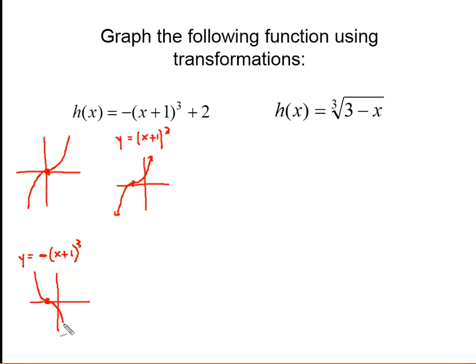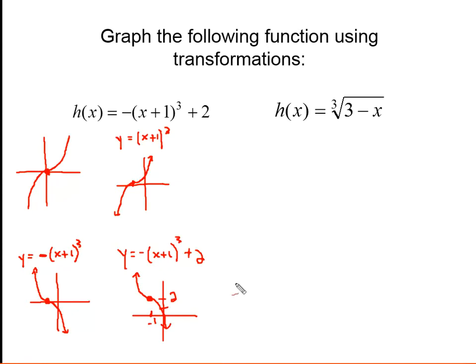So I'm going to take this graph and literally reflect it over the x-axis. And so it's going to look something like this, right? I'm going to literally flip it over the x-axis, and there's the reflection over the x-axis. And then the last thing I'm going to do is add the 2 outside the cube. So this is going to be a vertical shift upward. So I'm going to take this prior graph and shift it up 2 units. So here I was at -1, and I'm going to shift it up 2 units. There's that point that I've been grabbing, and then I'm going to sketch the graph from there.